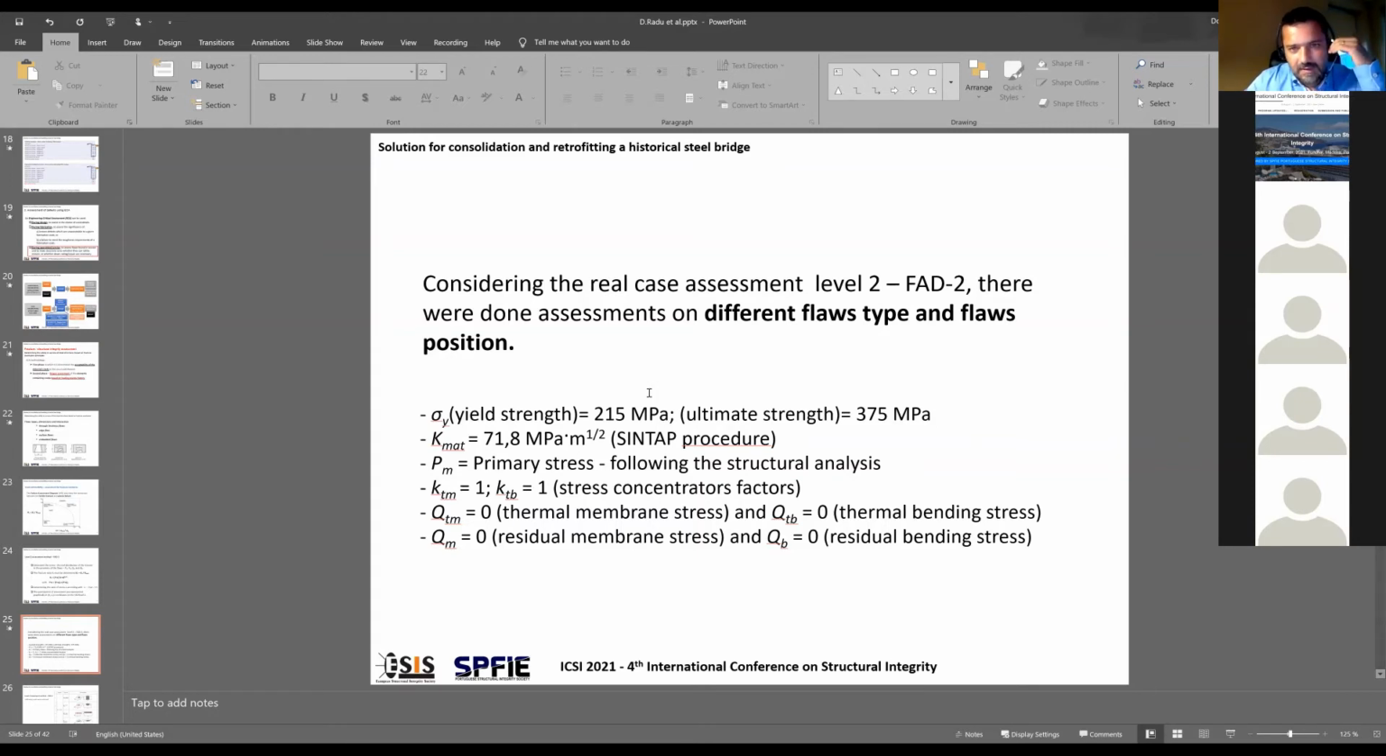having the assessment done. So for the case of the steel bridge, we did use the values of the material tensile stress testing for the yield and the ultimate strength, and we did use a SINTAP procedure to evaluate the fracture toughness of the material, having the Charpy test done for some specimens taken from the bridge structure.